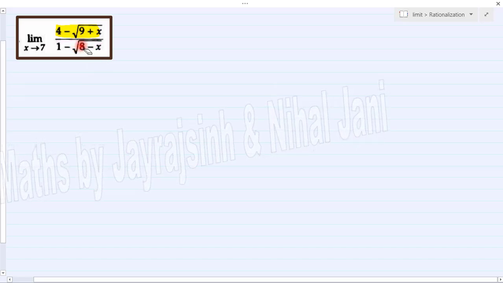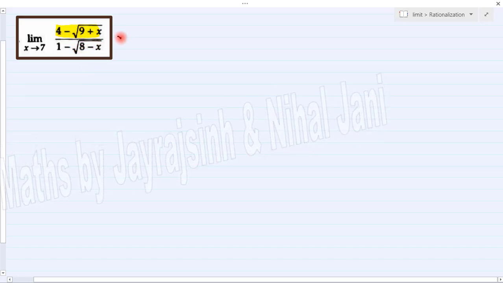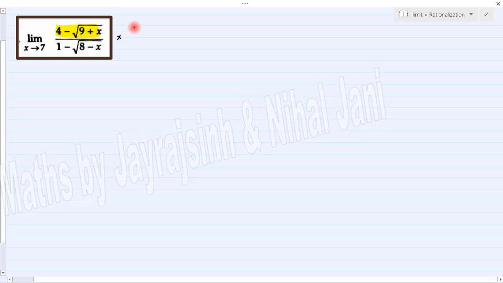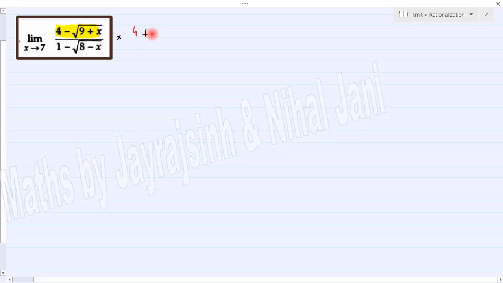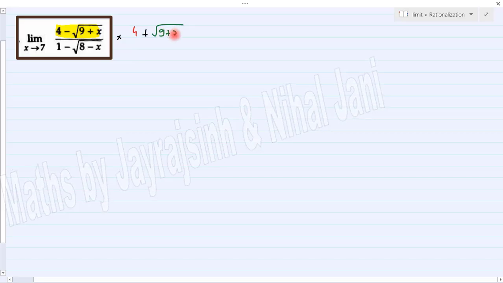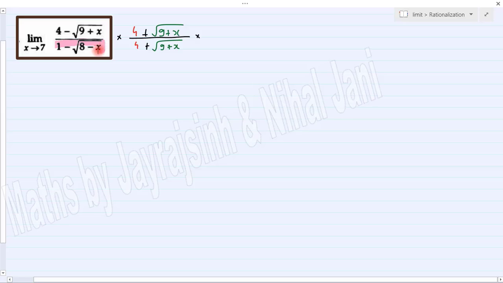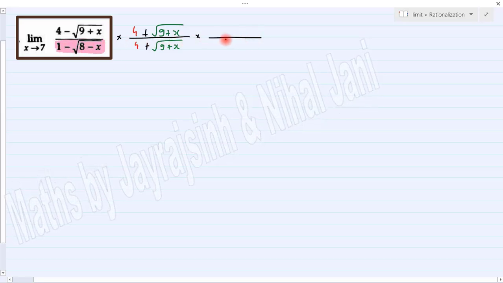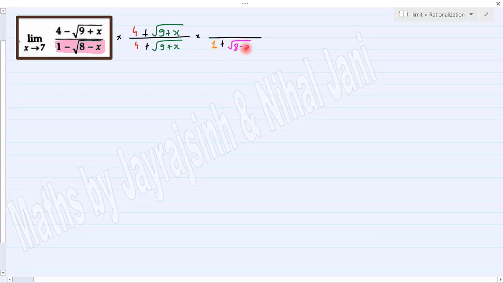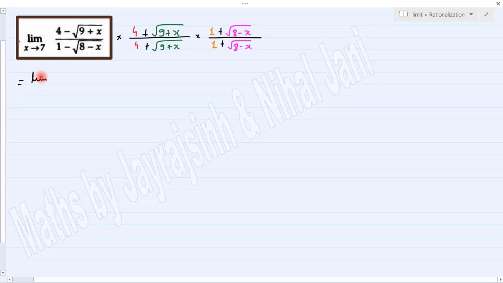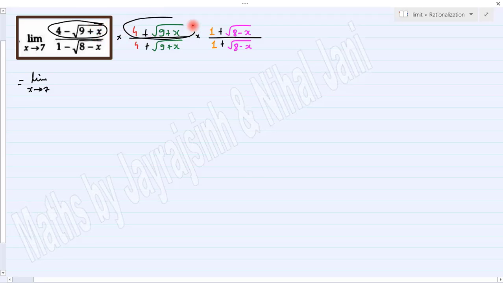So, first of all, let's multiply and divide by the conjugate of the numerator, 4 plus under root of 9 plus x. Now, multiply and divide by the conjugate of the denominator, which will be 1 plus root 8 minus x. Now, limit x tends to 7. Let's multiply these two terms.